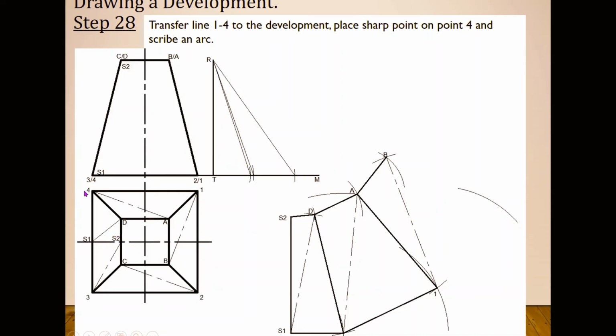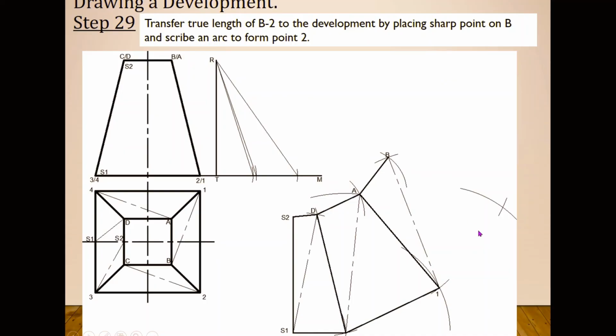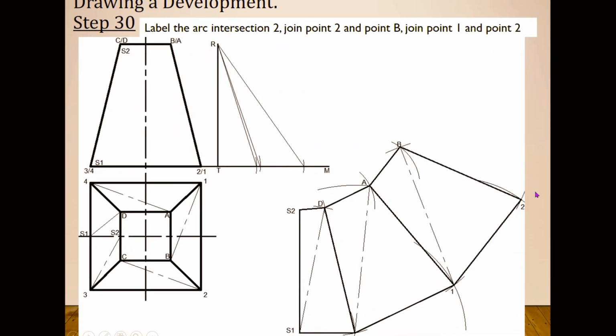The true length of line B2 is the same as 4B. So you take the measurement for 4B using a pair of compass. You place your sharp point there, you place your lead here, then you place your sharp point on point B, and you scribe an arc. When you scribe an arc, now you'll find point number 2. Then you draw lines from B to 2 and from 1 to 2. And this is how you go about doing this.